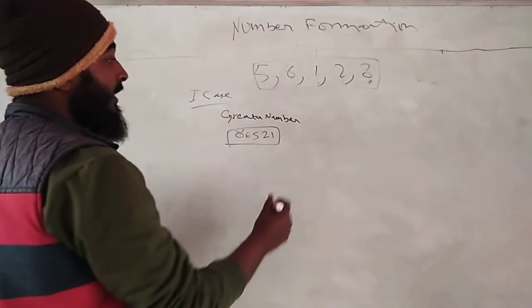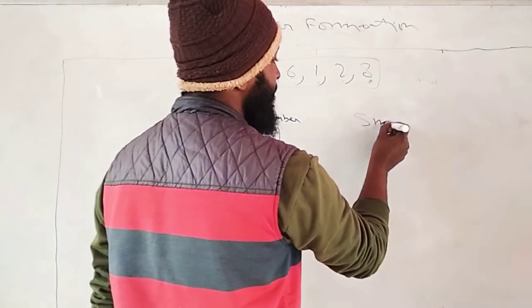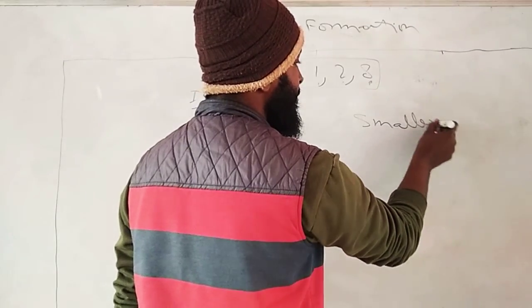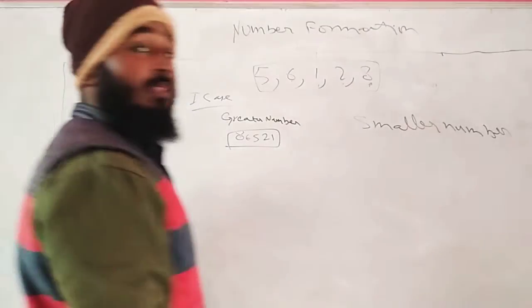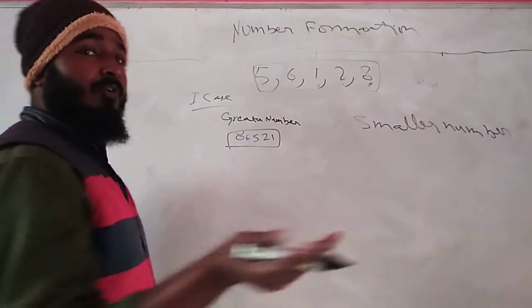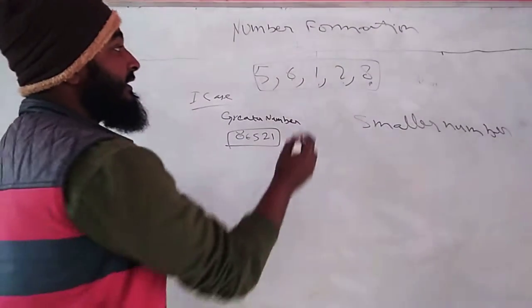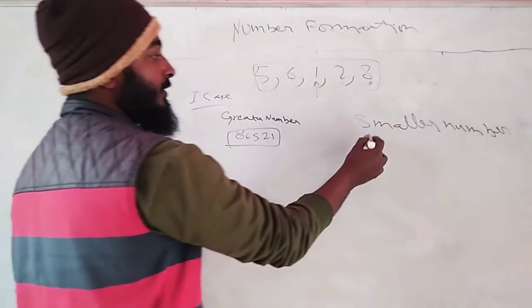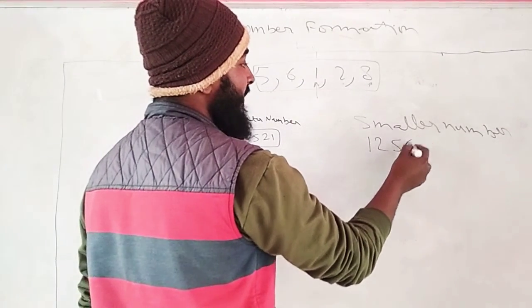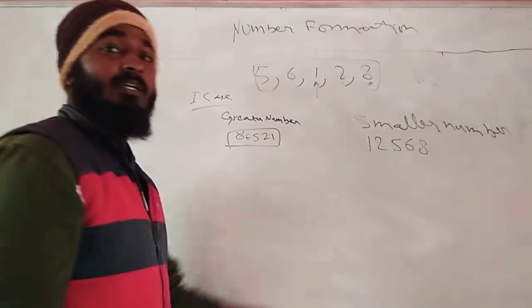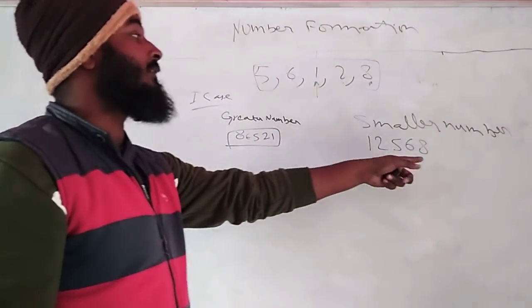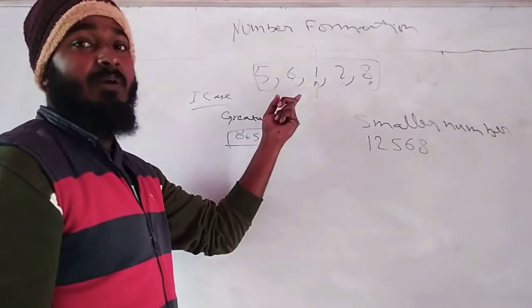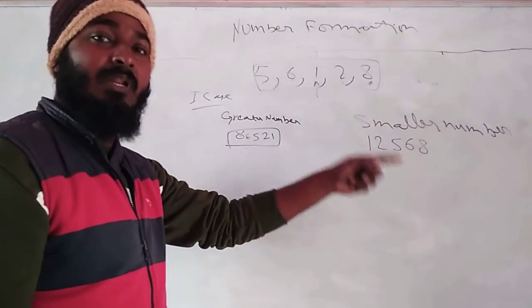Now form the smallest number from these. For forming the smallest number, take the smallest digit first: 1, 2, 5, 6, 8. This is the smallest possible number from these digits. And what is the number of digits? 1, 2, 3, 4, 5. Five digits.